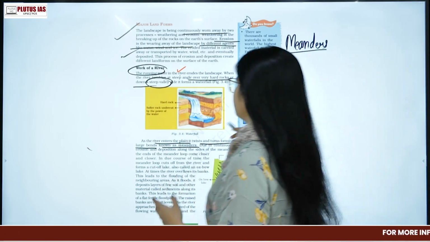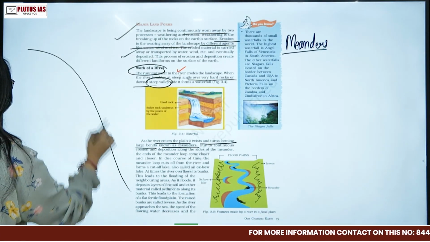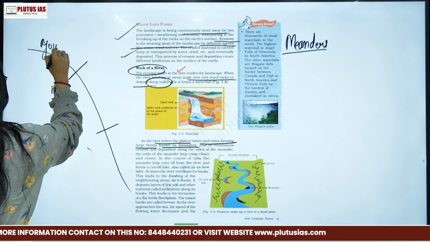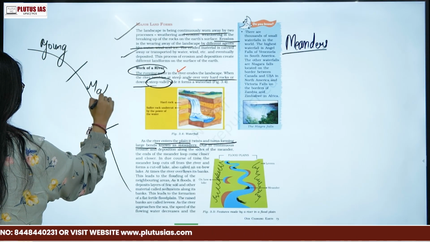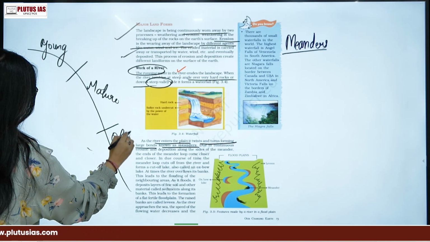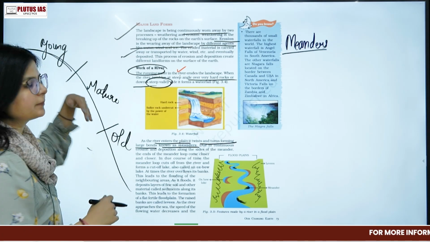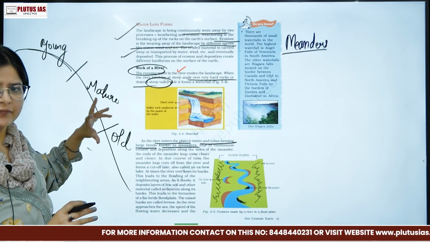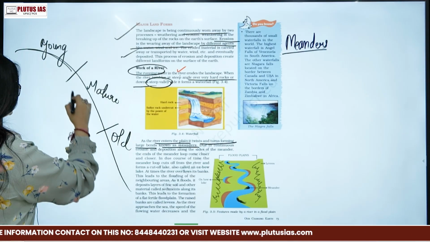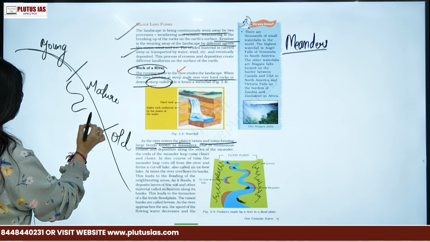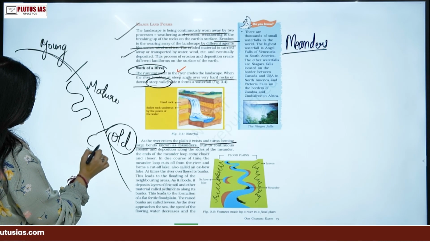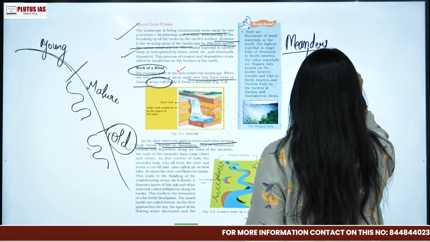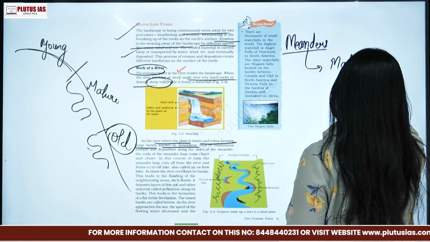Rivers have three stages: youth, mature and old. This is young, this is mature and this is old. In the youth stage, for example, we can take the example of the Ganga. The flow of the river is going to be very high, the speed is going to be very high. But in the mature stage, the speed becomes much less, and in the old stage even less, right? So meanders happen in the mature and old stages of a river.